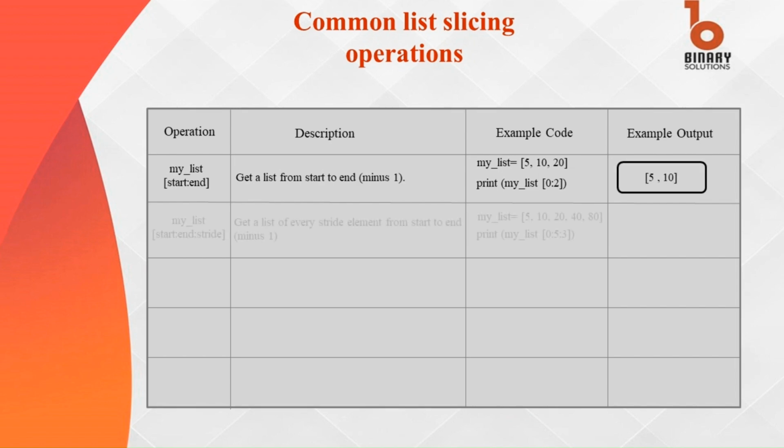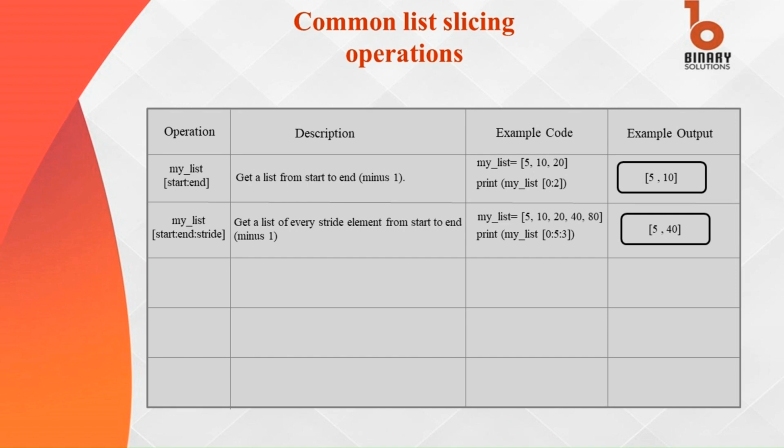The start colon end colon stride operation slices the list from start to end and includes every stride element in between, as shown by print my list [0:5:3], which returns 5, 40 from my list equals [5, 10, 20, 40, 80].